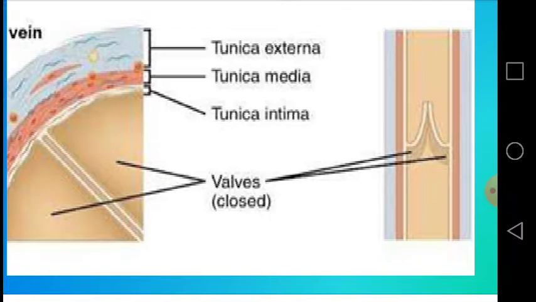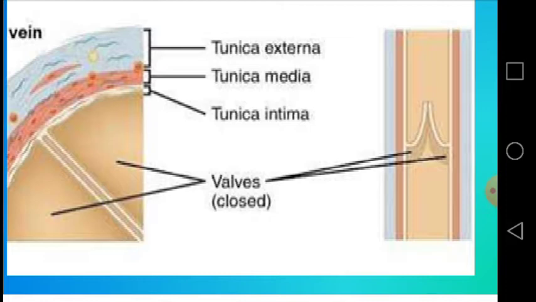Dear students, capillary networks lead to larger vessels called venules and then to veins, which carry blood back to the heart. The reduction in the blood pressure in the arterioles and the capillaries means that the blood in the veins, or the venous blood, is at very low pressure. This means that the walls of the veins don't need the thick layer of muscle and elastic tissue as present in the arteries. So veins have thin walls with little elastic tissue.